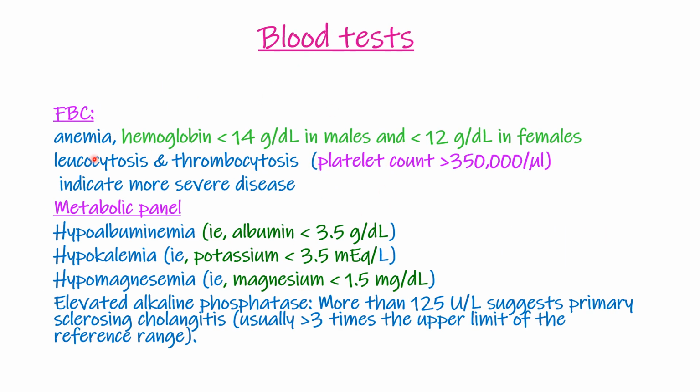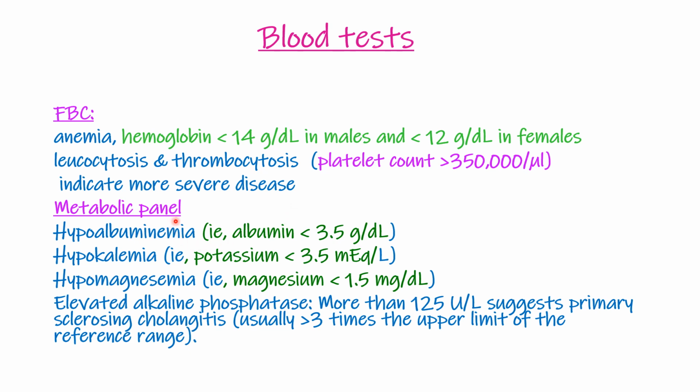For the blood tests, we're going to start with our full blood count. In terms of hemoglobin, we can also detect anemia, which is an indicator in this. As you're going to see, leukocytosis and thrombocytosis are factors indicative of severe disease in ulcerative colitis.